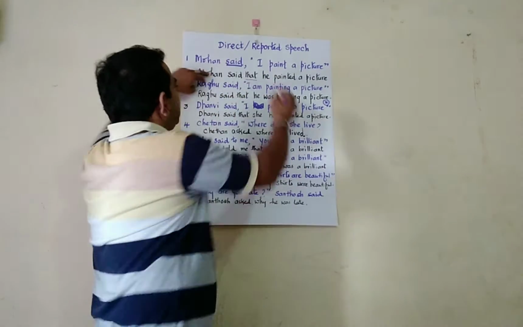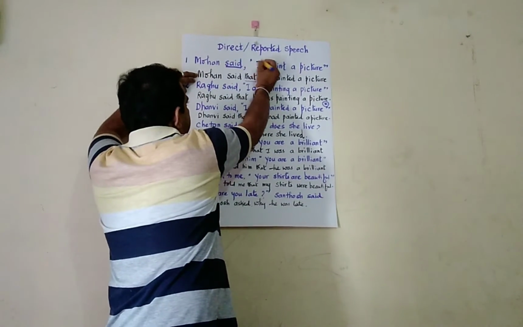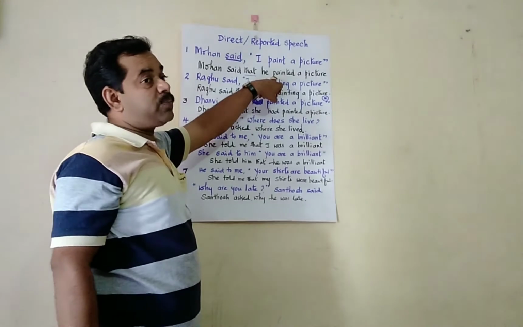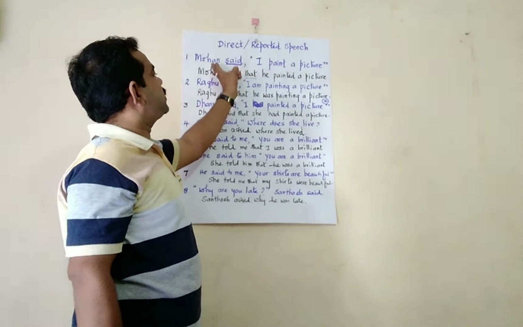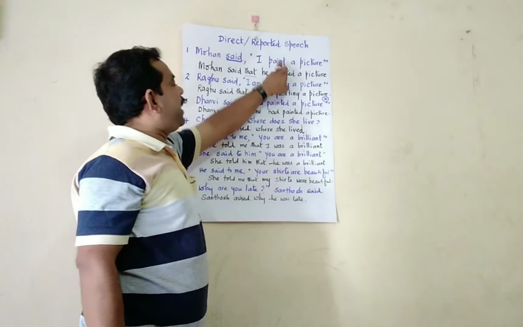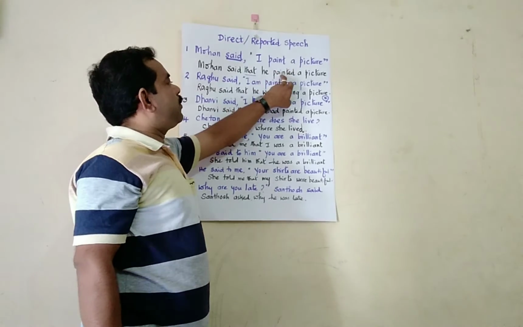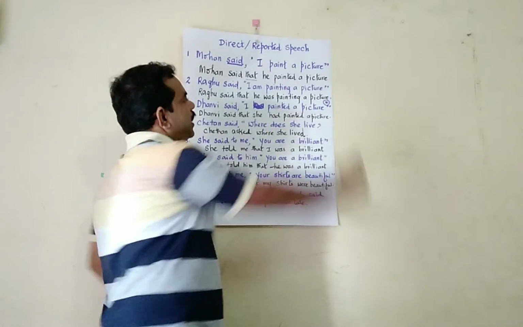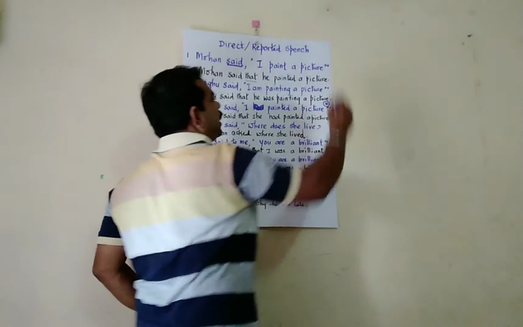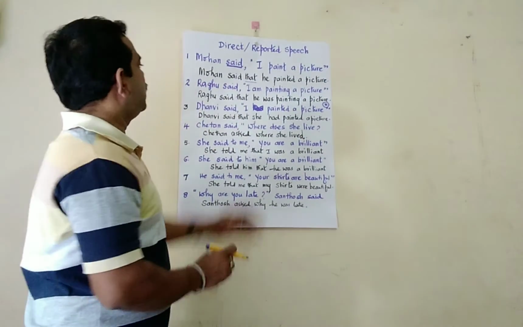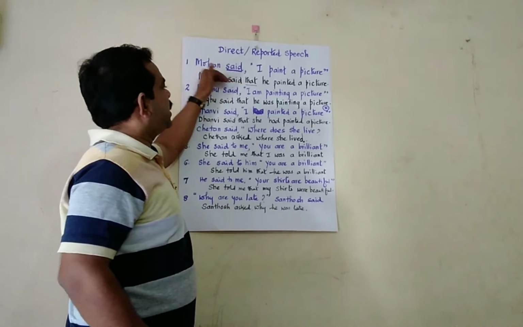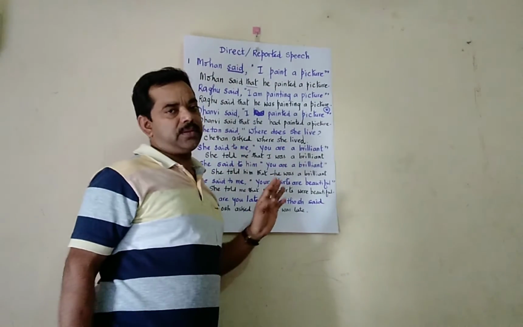Now it refers to I. That's what yesterday I was saying. The pronoun reference I will be changed into he or she or it, corresponding to the subject. Now it refers to Mohan, like he. Paint is in present tense. Now we are going to change to past tense: he painted a picture. Now we are removing the inverted commas and putting a full stop here, because when you change from direct to reported speech, it should be a complete statement.